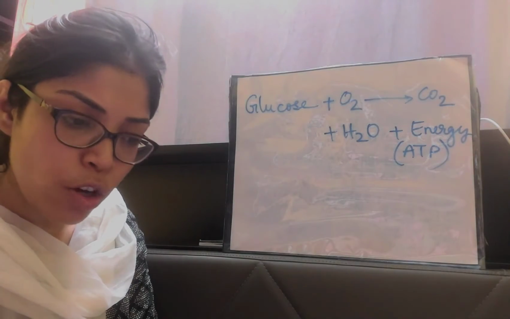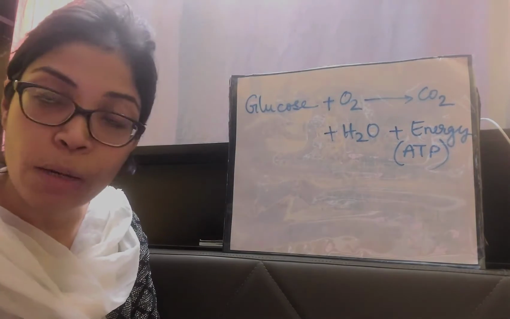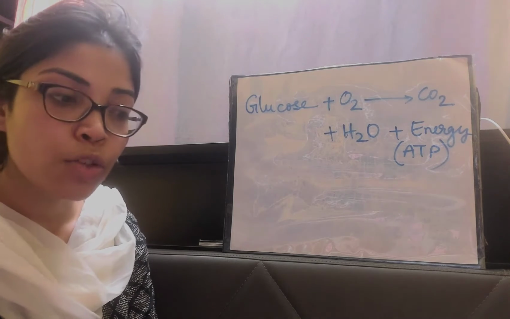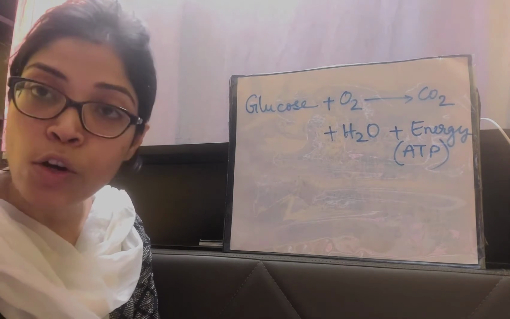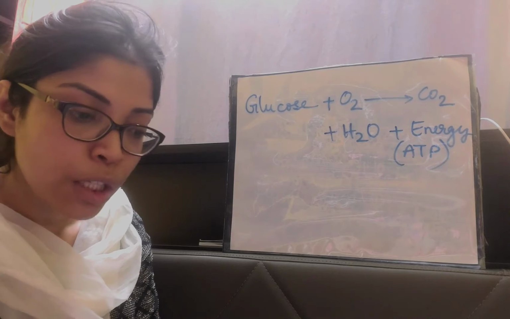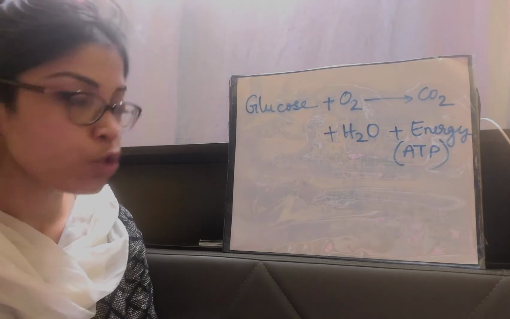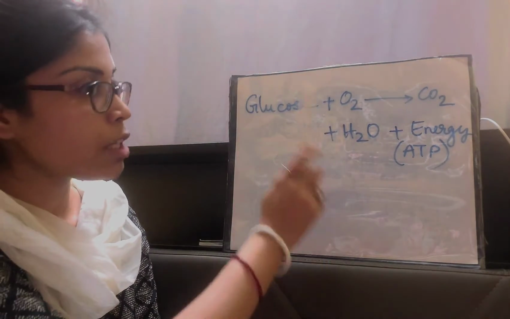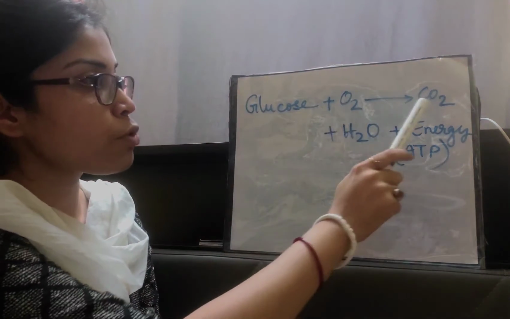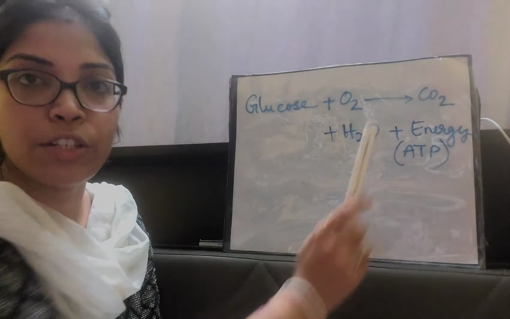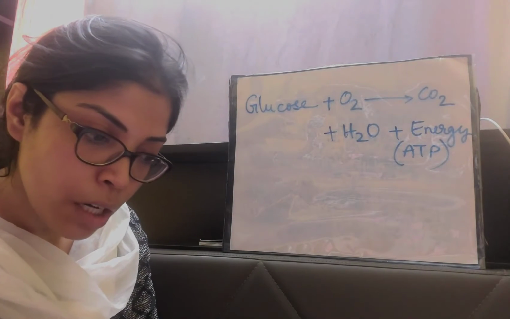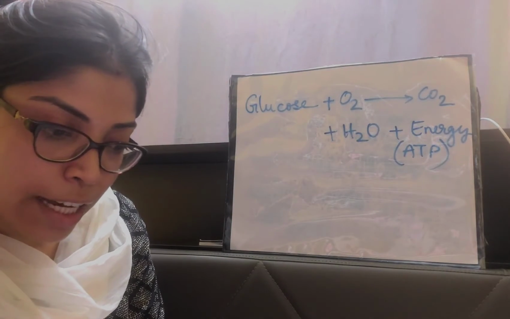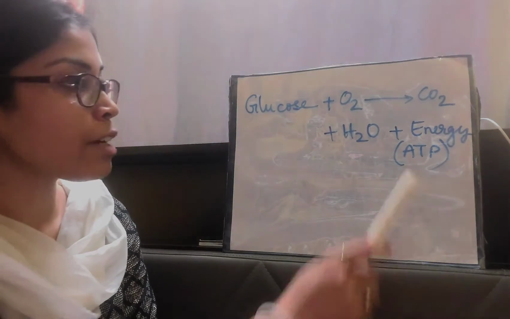The body gets oxygen through breathing. We will talk about those breathing organs through which the plants get oxygen later on. Okay, the glucose combines with oxygen to produce carbon dioxide, water and energy. Clear? Next, the energy is released in the form of ATP.